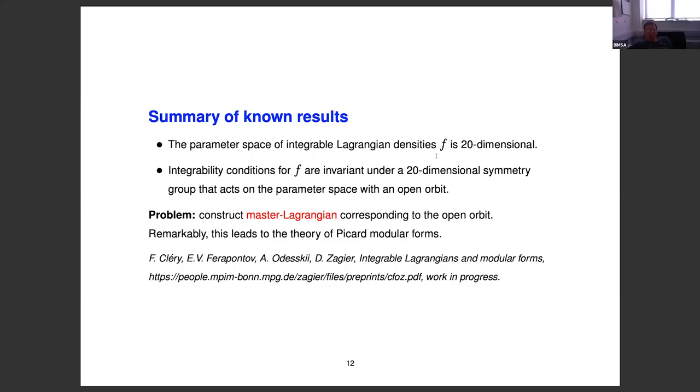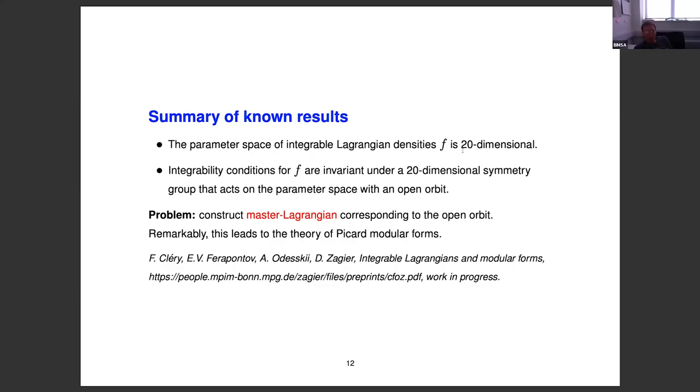Furthermore, this system of integrability conditions is invariant under a 20 dimensional symmetry group. And this symmetry group acts on the parameter space of Lagrangian densities with an open orbit. So exactly the same story as for Hirota type equations. All right, the dimension is different, but essentially it's the same. We have a certain PDE system, involutive, with 20 dimensional solution space.